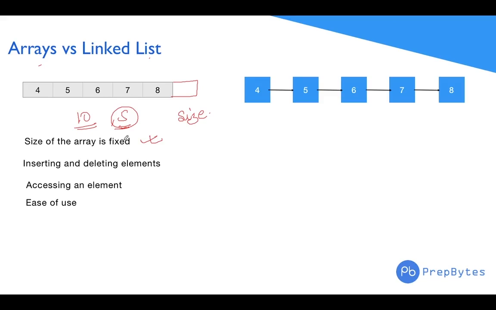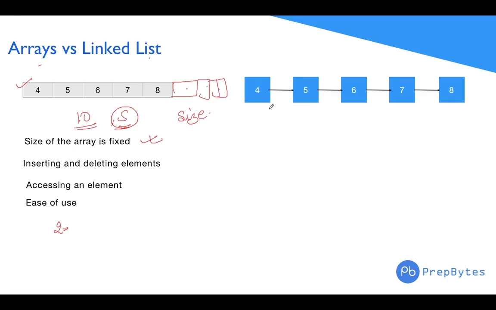Even though we have the option of expanding in the case of dynamic arrays, we cannot add single elements. What we do is create a new array of double, or 2 times, the size, and then copy all the elements into that other array. So you can see that the method of increasing the size is very complicated, and in general, once we have created an array of a particular size, we cannot change its size. But that is not the case with a linked list.